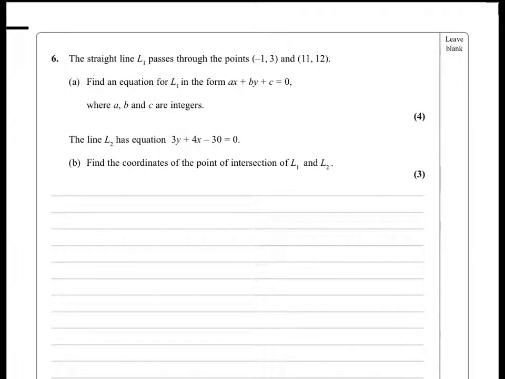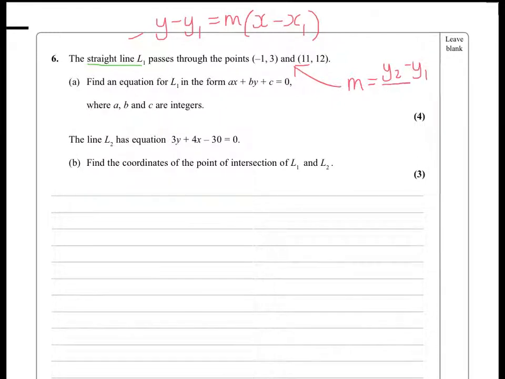Okay, let's look at the keywords here. We've got straight line. Now, as soon as I see straight line, I think y minus y1 equals m(x minus x1). It passes through 2 points there. If I've got 2 points, I can work out the gradient, y2 minus y1 all over x2 minus x1, because what I'm needing is a gradient and a point on the line. It doesn't matter which one you choose. I'd probably go for the (11, 12) simply because there's no negative numbers there.